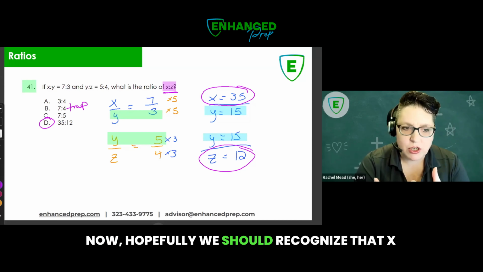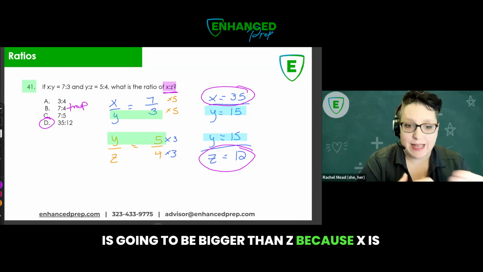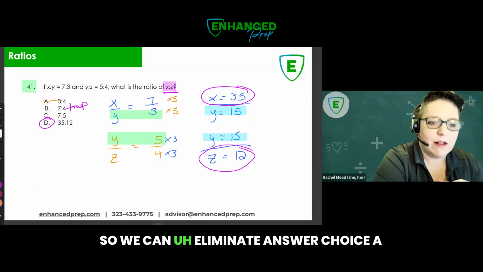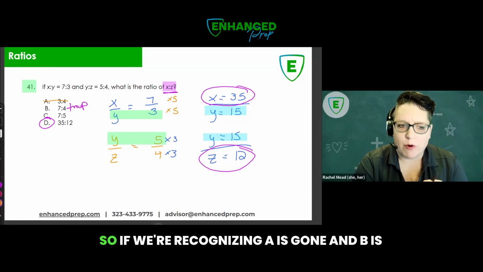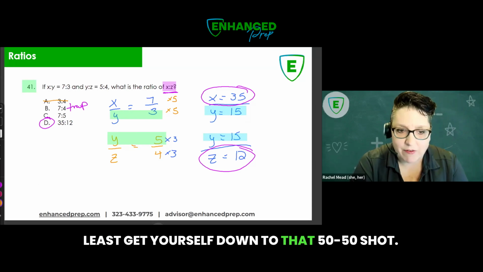Now, hopefully we should recognize that x is going to be bigger than z because x is bigger than y and y is bigger than z. So we can eliminate answer choice A right away. So if we're recognizing A is gone and B is our trap, again, if you get stuck here, you can at least get yourself down to that 50-50 shot.